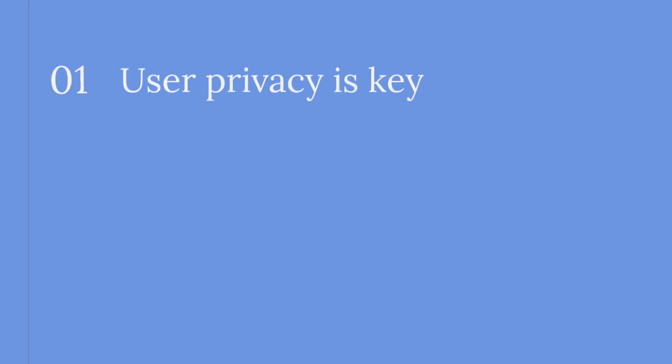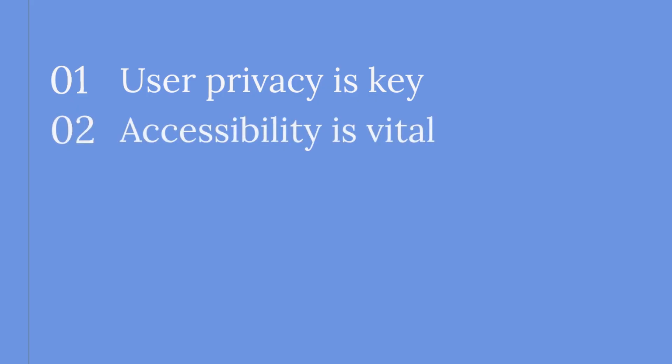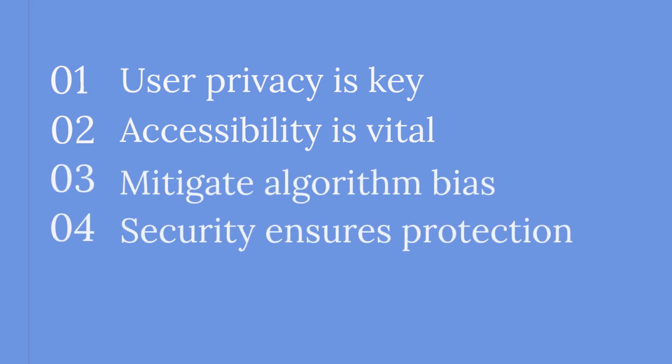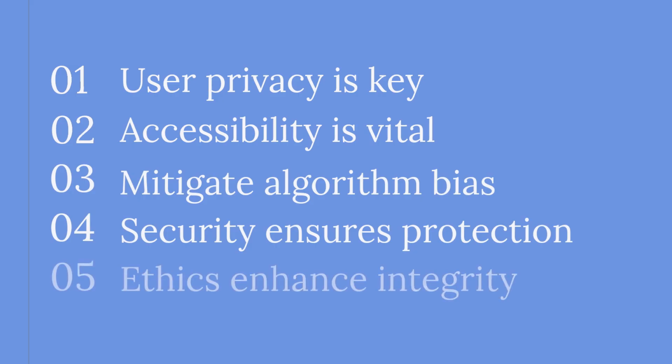User privacy is paramount in systems design. Accessibility promotes inclusivity for all users. Bias in algorithms must be mitigated. Security by design ensures data protection. Ethical practices enhance system integrity.